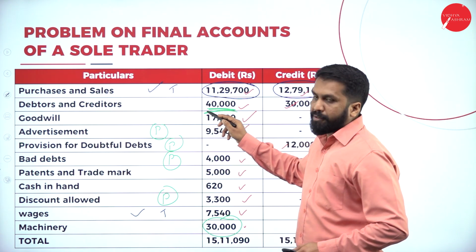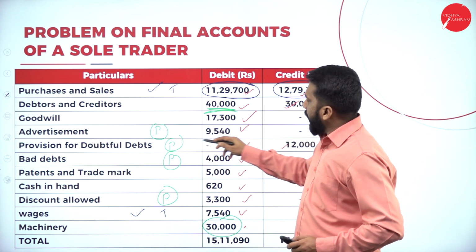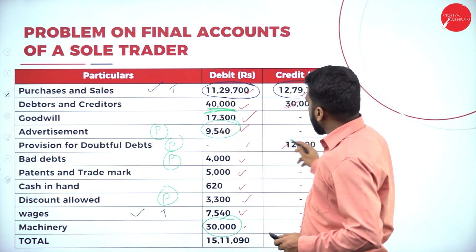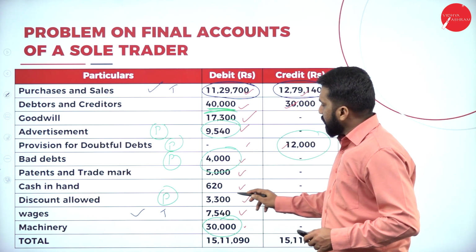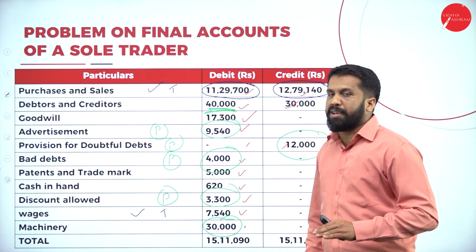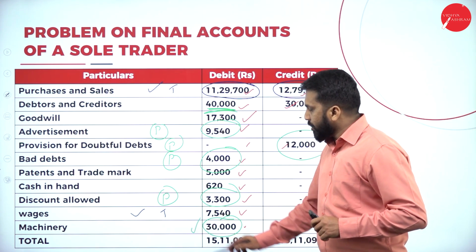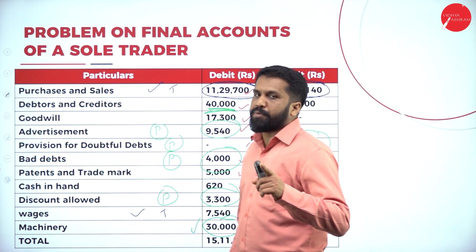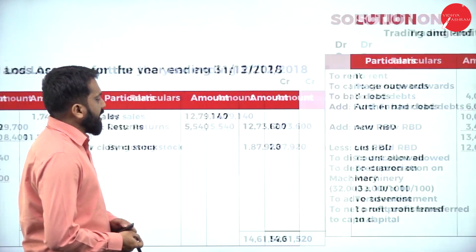Advertisement, we had not considered 40,000, but we calculated on this. Now, we have considered advertisement. Provision we have taken. Bad debts is over. Discount is over. And machinery value we have not taken. Why? Because this comes under balance sheet. But depreciation we have taken. Hope you are clear. We have done with your P&L account, profit and loss account.